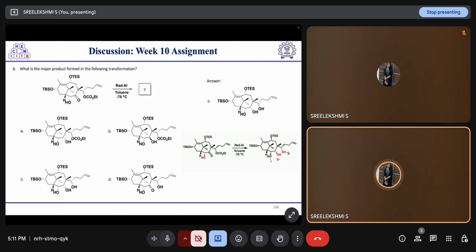So here what is happening, this red aluminum is reducing this ketone as well as this ester, and as we can see this all are directed by this hydroxyl group which is already present here. So the other two hydroxyl groups will also have the same stereochemistry as that of the already existing hydroxyl group. So the correct answer here would be option C.